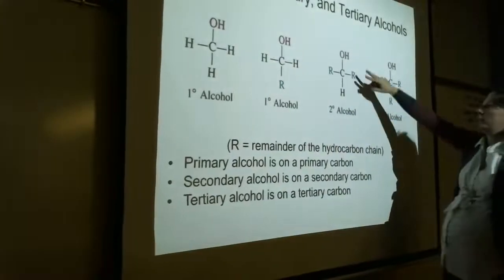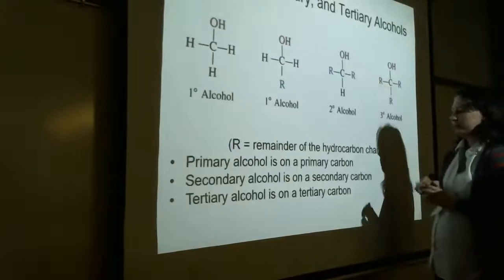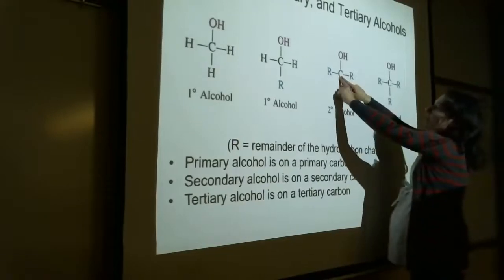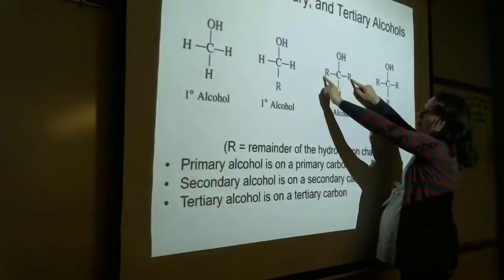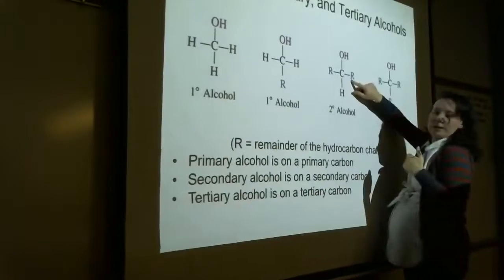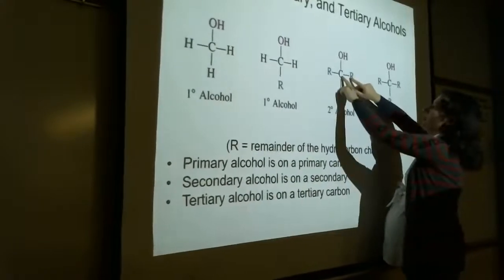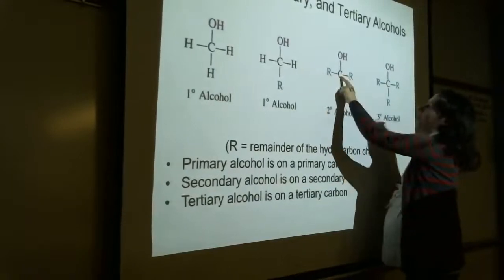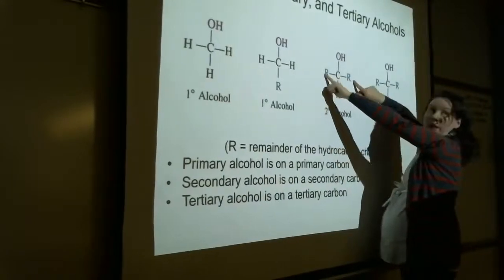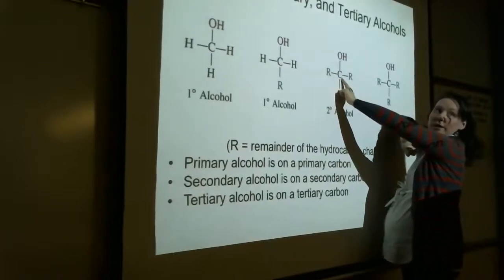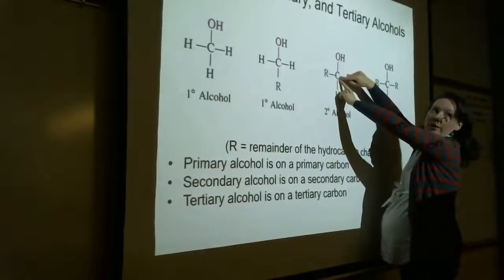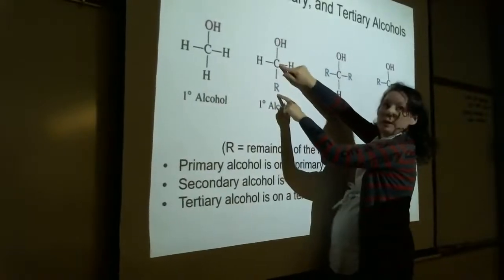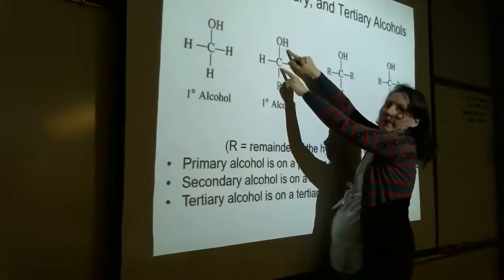Now, here will be a secondary alcohol. A secondary carbon is a carbon that's in a chain. Here, R just means the rest of the chain. So for instance, if this is CH2, CH2, CH3, and this is CH2, CH2, CH3, this carbon is attached to 2 other carbons. That makes it a secondary carbon, which makes this a secondary alcohol. This other carbon would be attached to 1 other carbon. That makes it a primary carbon, which makes this a primary alcohol.